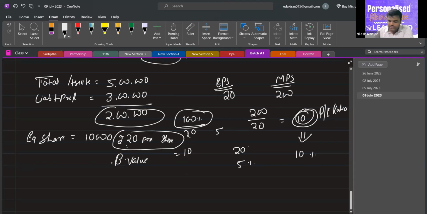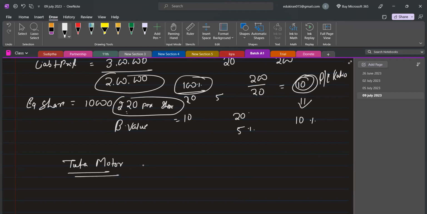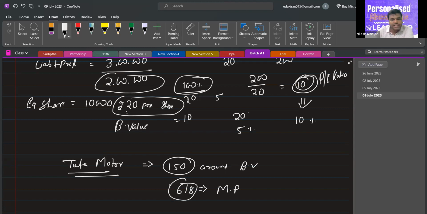Tata Motors actually. You know the company Tata Motors? The book value per share of Tata Motors is around 150, 5 or 10 rupees up or low. But the actual market price is 618. This is the market price. So you can see the book value is different, the market price is different, and the face value is different. Face value may be 2 rupees, 5 rupees, or 10 rupees.